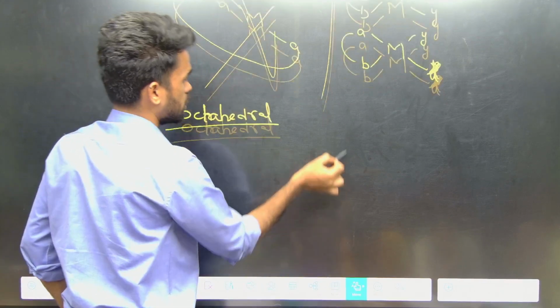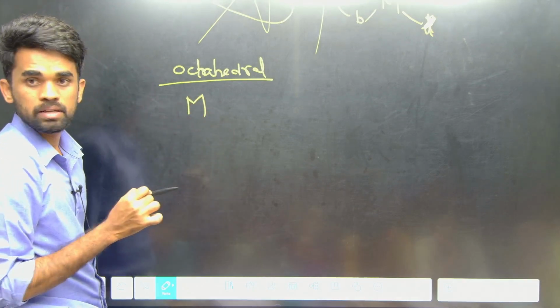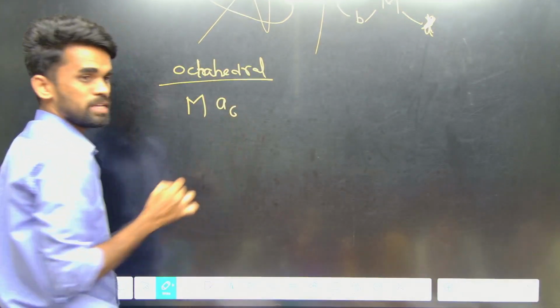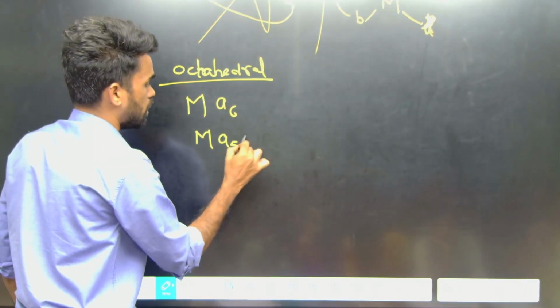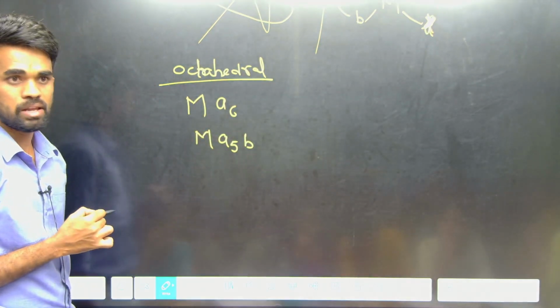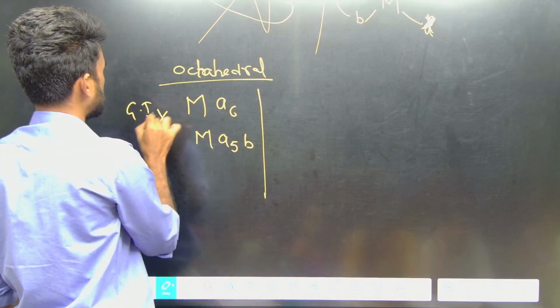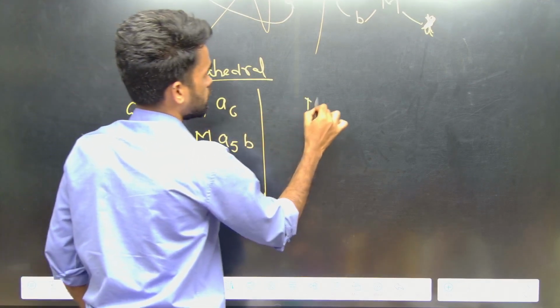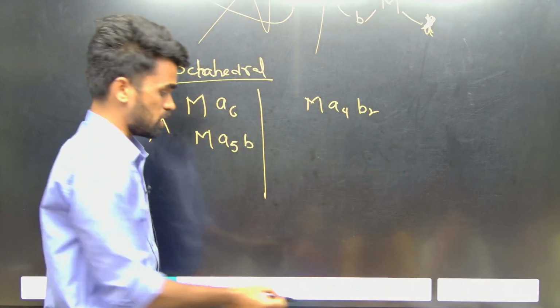Next one is geometrical isomerism in octahedral. See, octahedral means how many ligands should be there? 6. So if all 6 are same, is it possible? All 5 are same, one is different. Is it possible? No. No GI in these two cases. MA4B2 type I am writing. Just check here, is it possible or not?